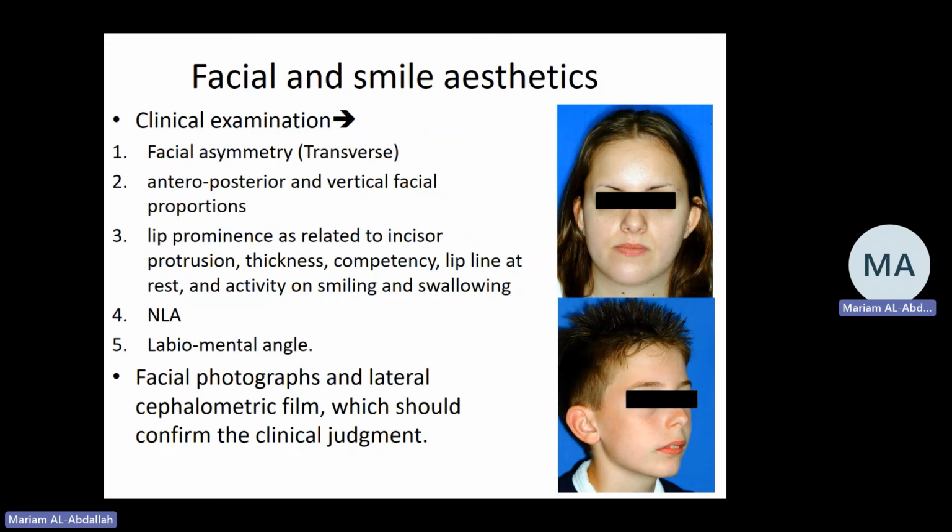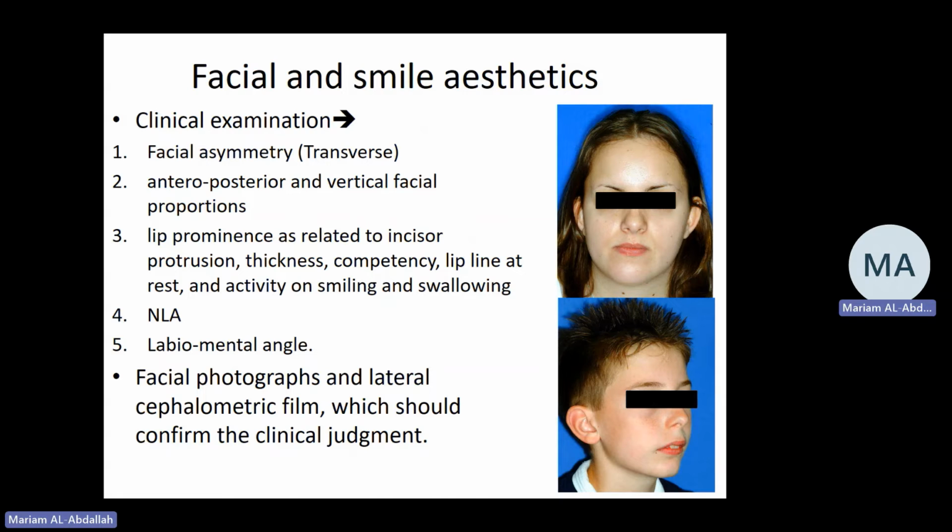What should be in my facial and smile aesthetic in terms of problems? Well, we need to look at facial symmetry. If there is asymmetry, I need to record it. Sometimes we look at the anterior, posterior, and vertical facial proportions. Most importantly, soft tissues. We need to look at the lips: prominence in relation to the upper incisors. We need to look at lip thickness, competency, lip line at rest, lip line on activity and smiling, how much of the incisors are showing at rest or smiling, and the pattern of swallowing. These are all important to record as features related to aesthetics.